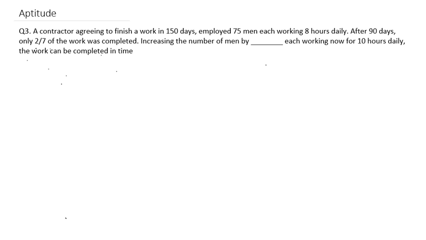A contractor agrees to finish a work in 150 days, employing 75 men working each day for 8 hours. After 90 days, only 2/7 of the work was completed. Increasing the number of men by dash, each working now for 10 hours daily, the work can be completed in time.